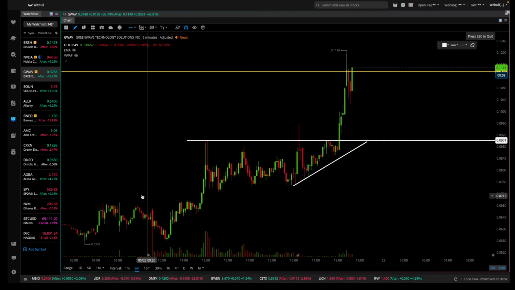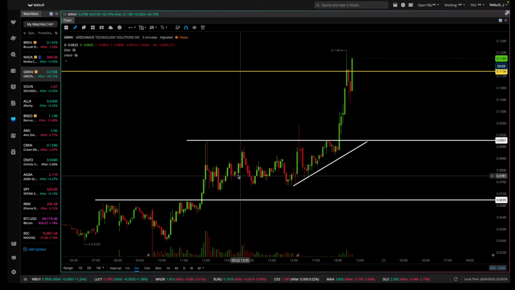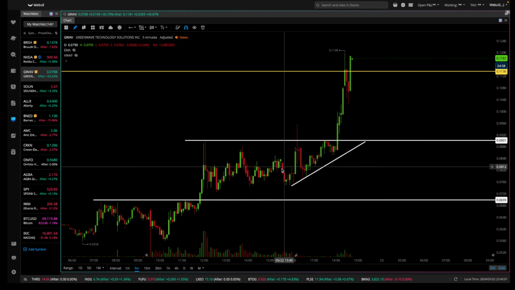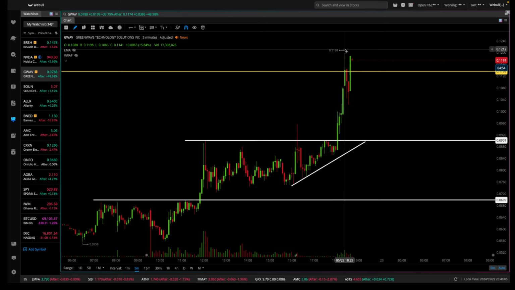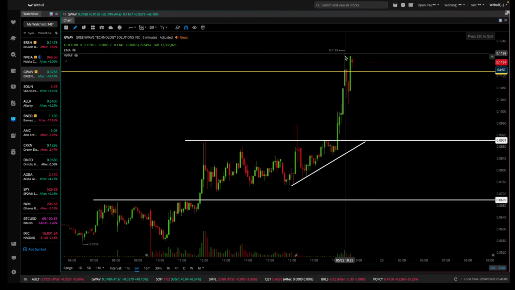The reason why I played this was, we have this area here. I gave it slightly above, and we started to hold, and I was looking at the daily chart. We had a nice level. We started to form a nice ascending triangle. I gave it a 0.0760, and bam, we went all the way up to this side here. So that's a nice 50% plus move on this as well.